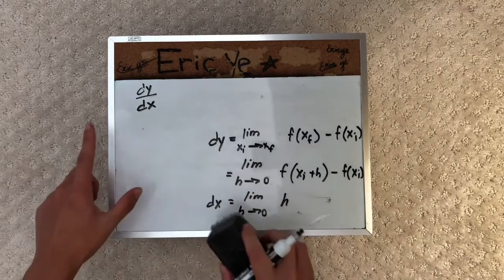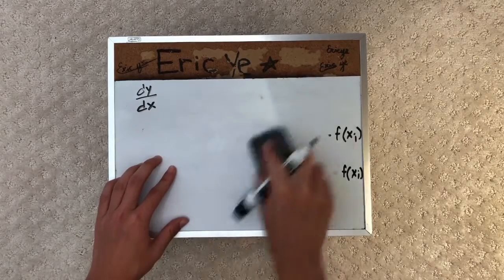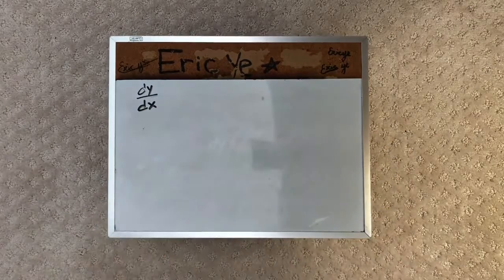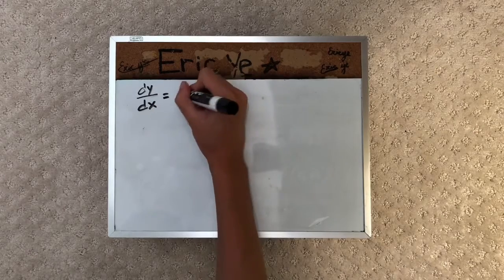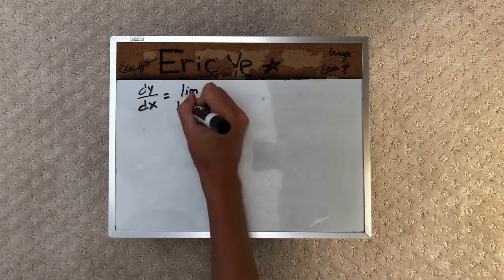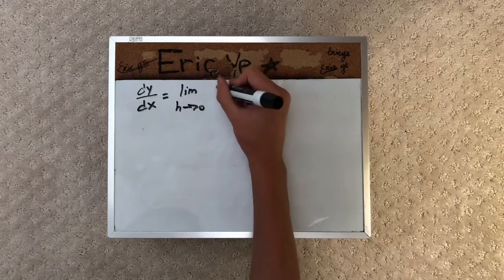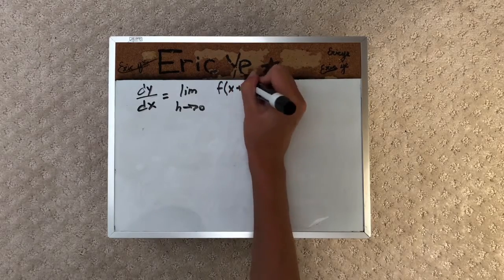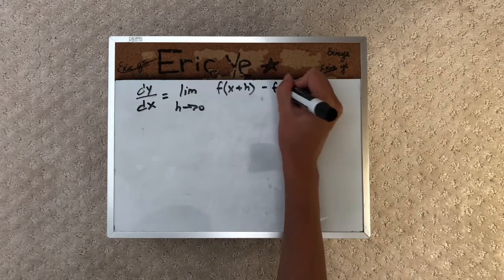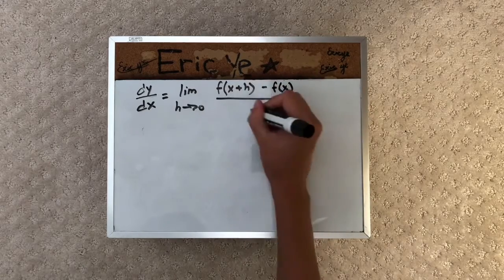So now we can define dy over dx in terms of one limit. It would equal the limit as h approaches 0 of f of x plus h minus f of x over h.